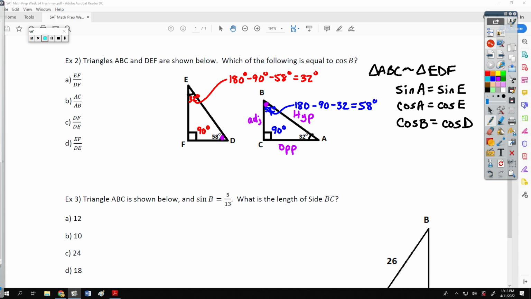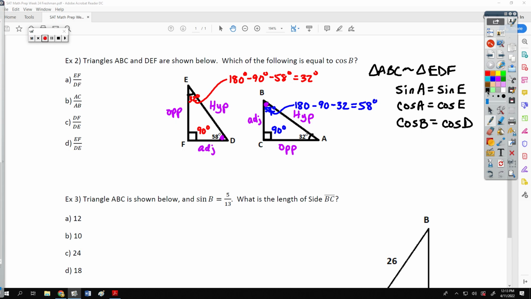So in triangle ABC, that would make AC the opposite side and BC the adjacent side. Of course, AB, which is opposite the 90-degree angle, is still the hypotenuse. Same in the other triangle. Since it's opposite the right angle, DE is the hypotenuse. And if we're naming based on angle D, then EF would be my opposite and DF would be my adjacent.